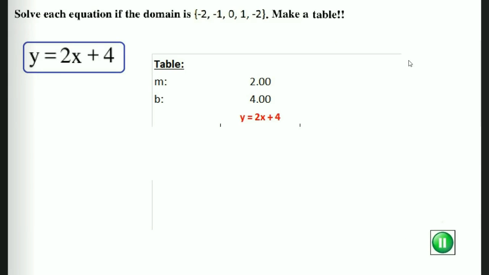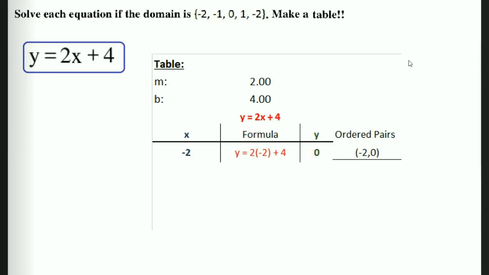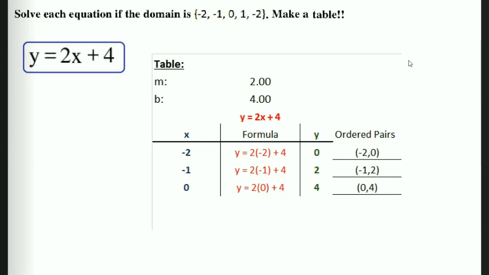Formula is y equals 2x plus 4. And we have x is negative 2, y equals negative 2 times negative 2 plus 4, 0. So our first ordered pair is negative 2, 0. Plug in negative 1, y equals 2 times negative 1 plus 4, 2. So our second ordered pair is negative 1, 2.